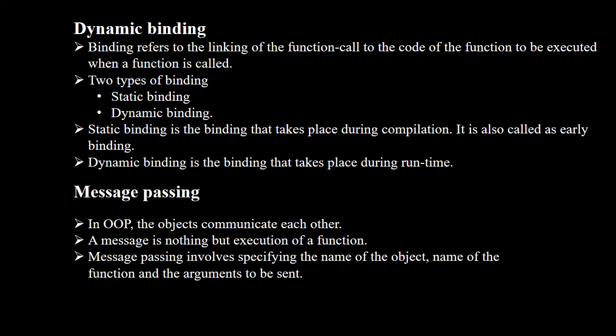The last concept is message passing. In OOP, processing is done by sending messages to objects. A message for an object is a request for execution of a procedure. Message passing contains specifying the name of the object, name of the function and the argument to be sent.